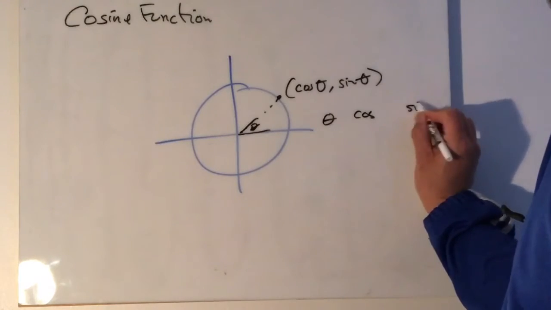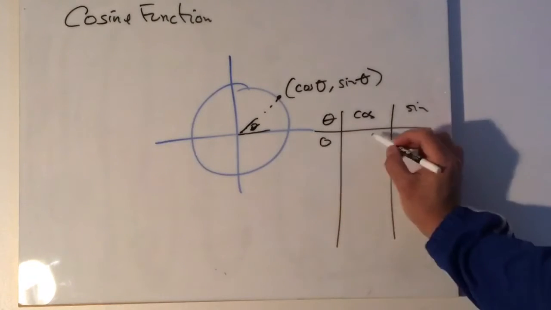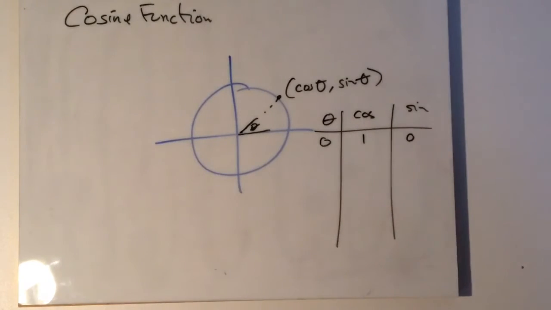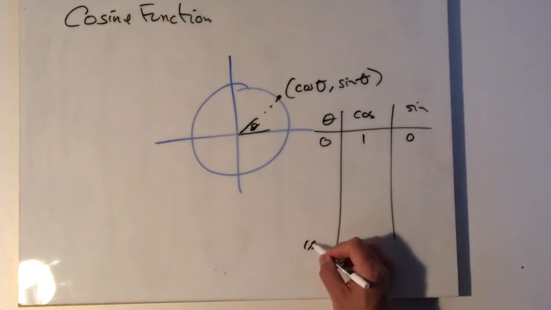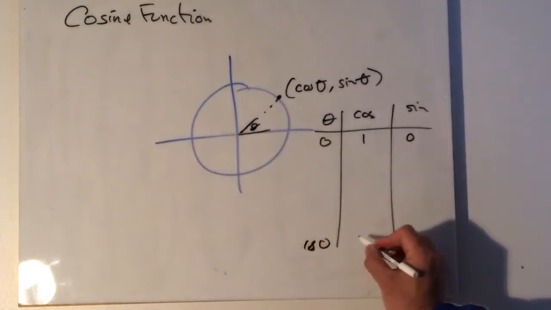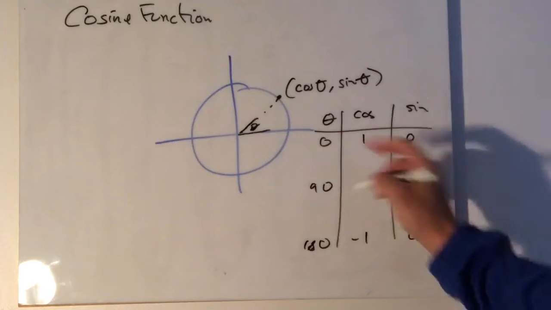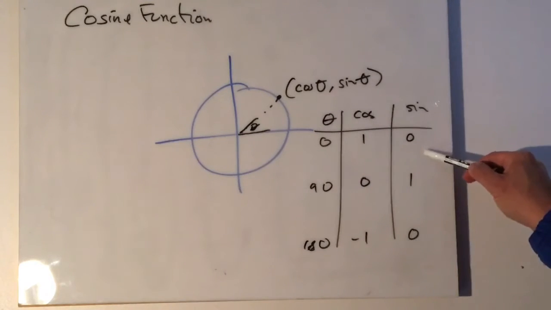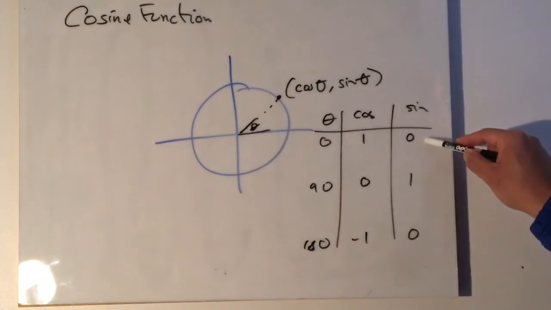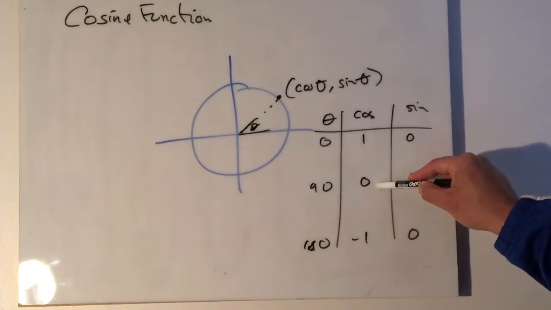So if we have theta here, cos here, and sine here, a quick little table. If we had an angle of 0, this is 1, this is 0, right? And if we go all the way around and we get to 180 on the other side, we get -1 and 0. And then right in the middle, 90 degrees, we have 0 and 1. Okay? So when we did our sine function at an angle of 0, we started at 0. Now we're starting at 1 and going down to 0.